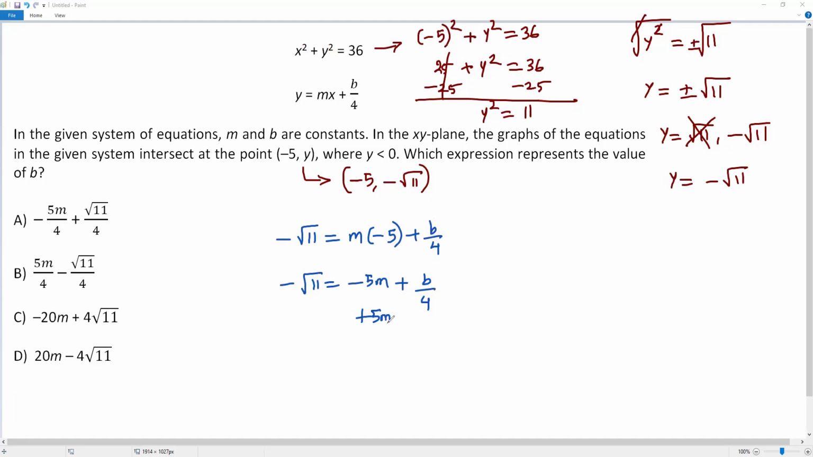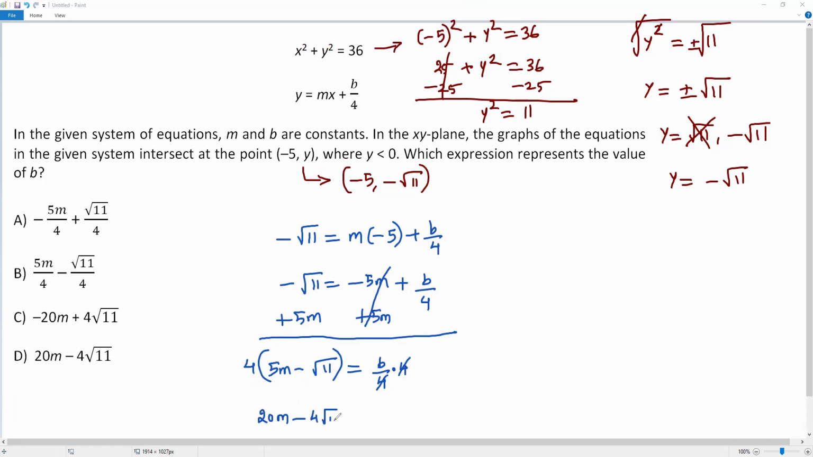Let me add 5m to both sides of the equation. Then this -5m plus 5m will cancel out. We have 5m minus square root of 11 on the left side. On the right side we have b over 4. Now let me multiply both sides of the equation by 4. On the right side, this 4 will cancel out. 4 times 5m is 20m. 4 times negative square root of 11 can be written as -4 times square root of 11. On the right side, we have b. Here I got the value of b in terms of m. That is 20m minus 4 times square root of 11.